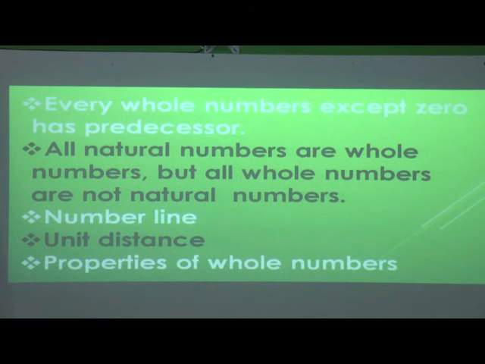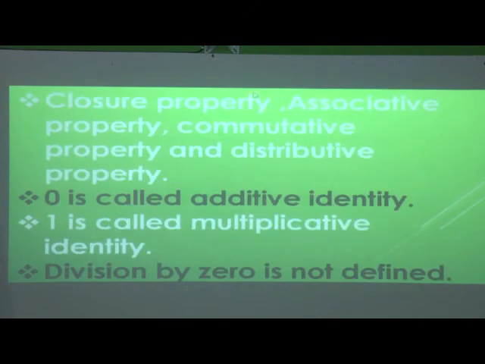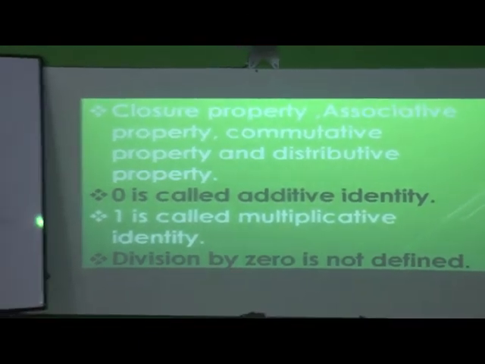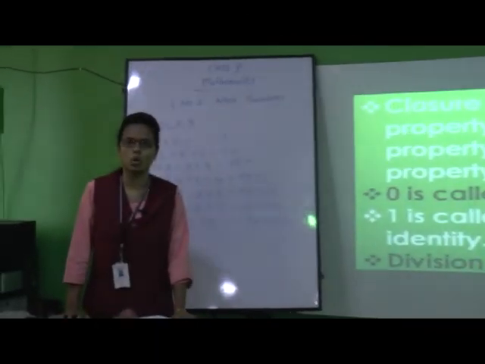We have studied the number line and the unit distance on the number line. We have also seen the properties of whole numbers: closure property, associative property, commutative property and distributive property. 0 is called the additive identity and 1 is called the multiplicative identity. Division by 0 is not defined, and we have studied patterns. So, in this lesson we have studied all about whole numbers.